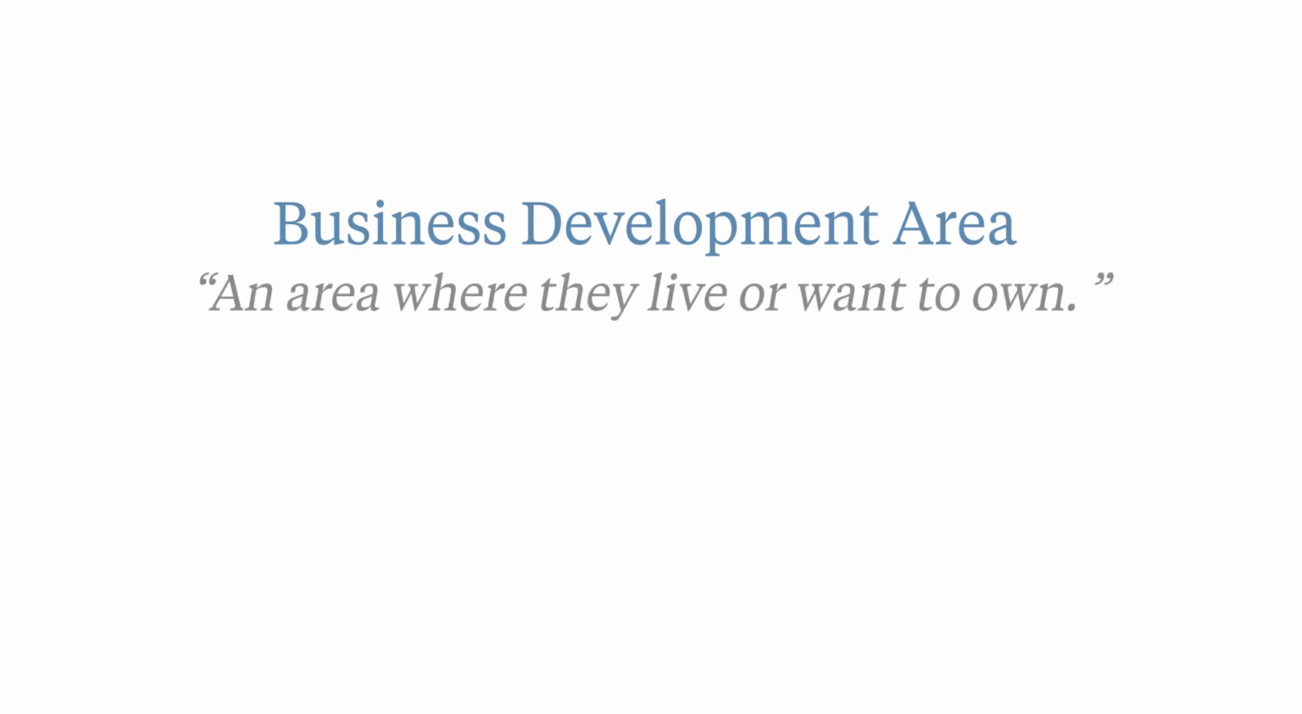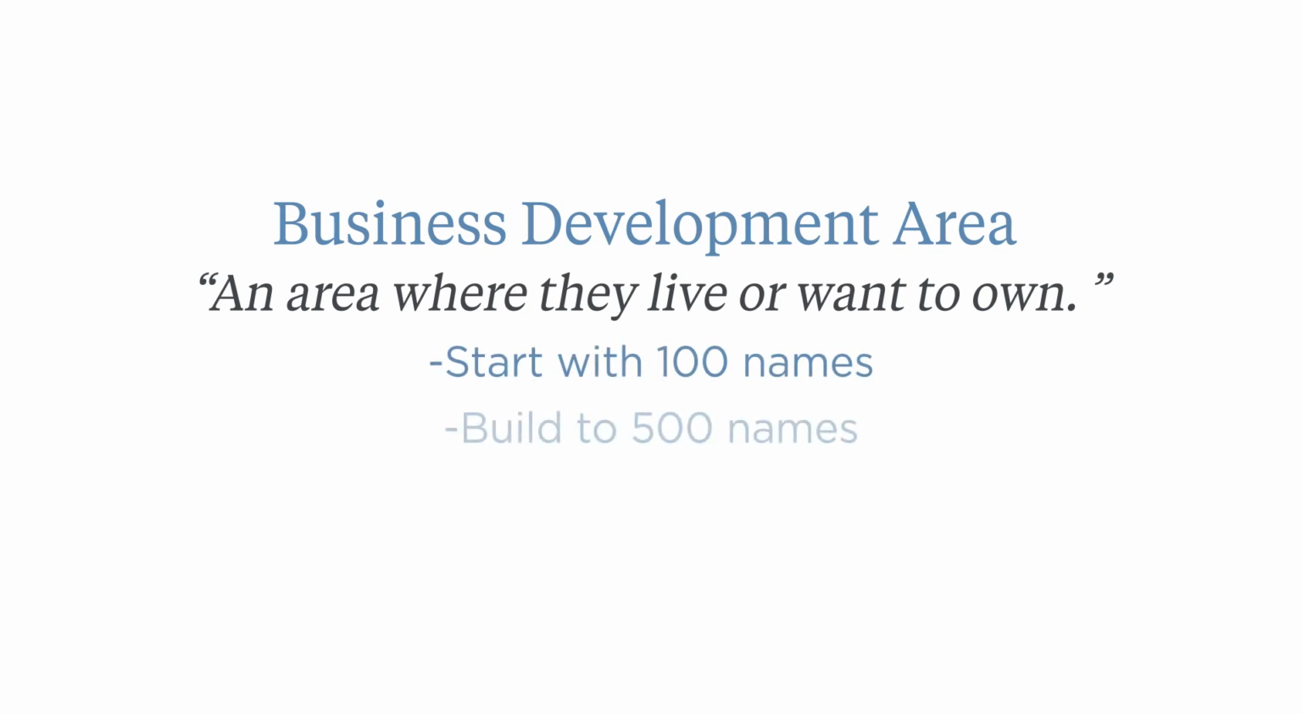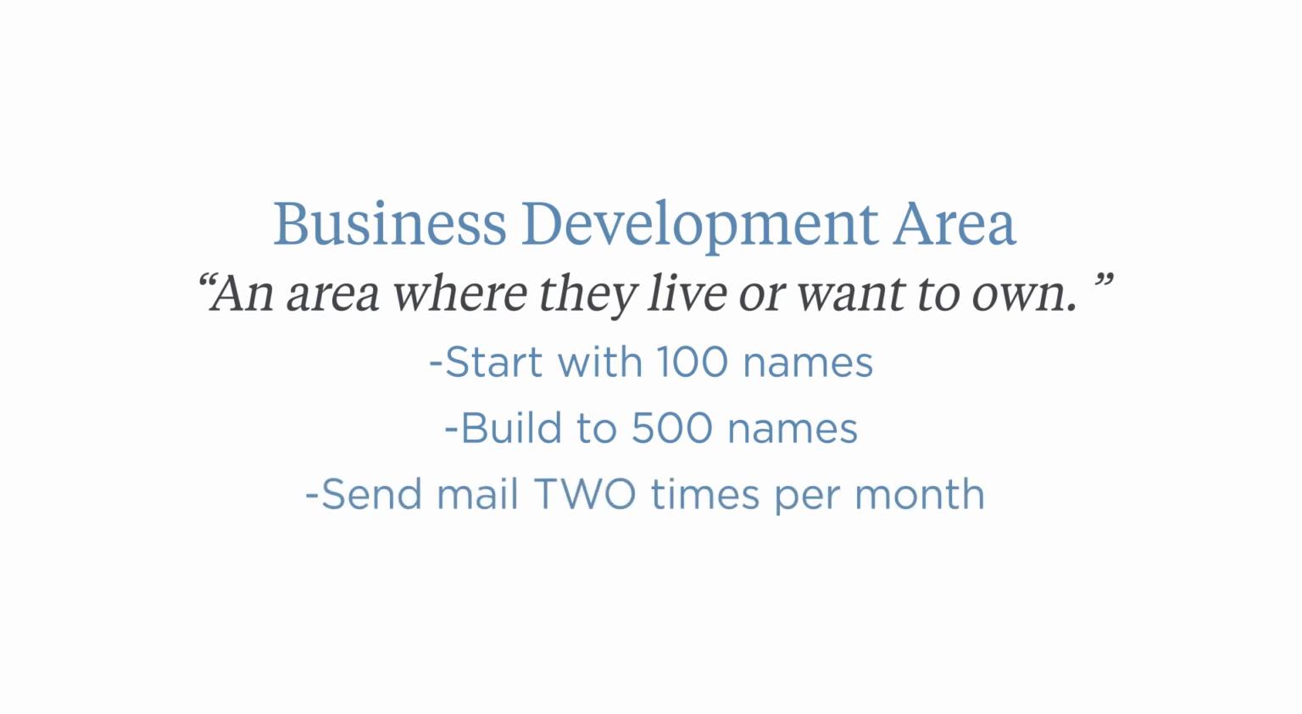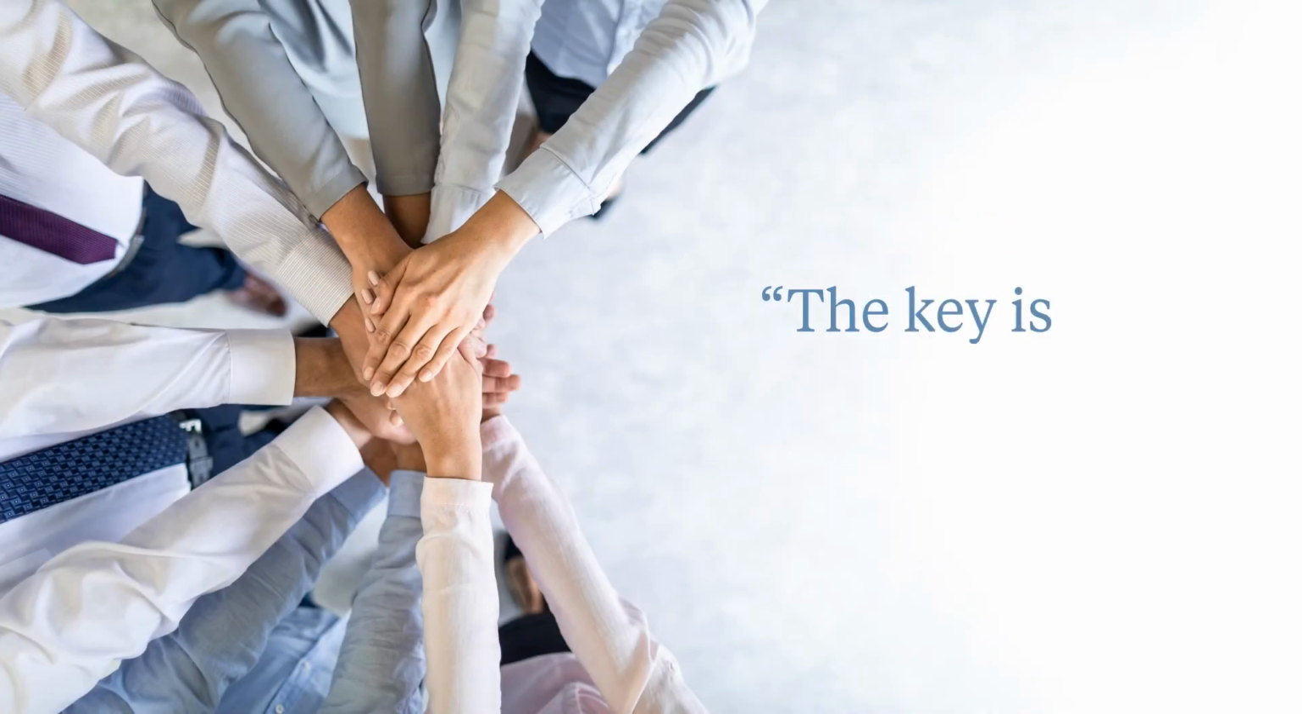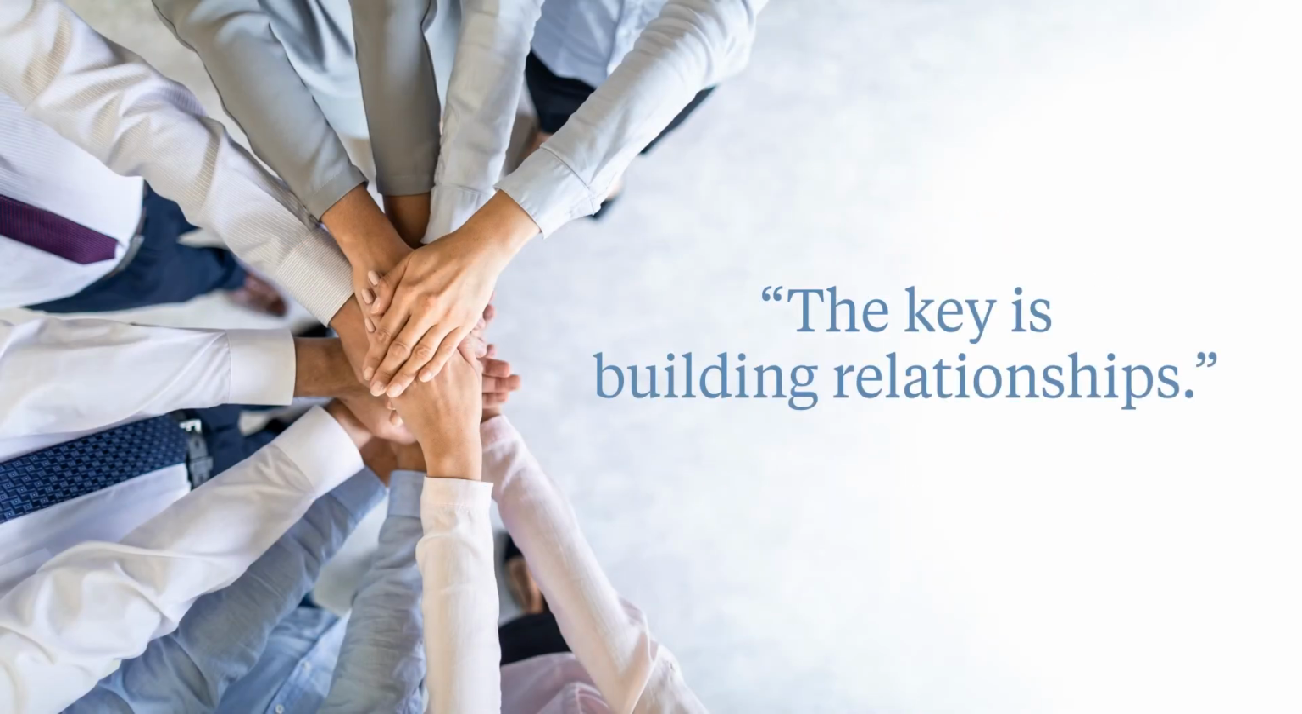So the next thing to do is create a business development area, which is where they live or an area that they want to own. And they should be mailing to that. You should have at least 500 names. They can start with 100. And they should be mailing to them 2 times a month. And there's a budget that we have for them if they want to use our budget, showing a low-cost budget and the more expensive budget. We have that. The key is building relationships during this down period and being proactive in the marketplace.